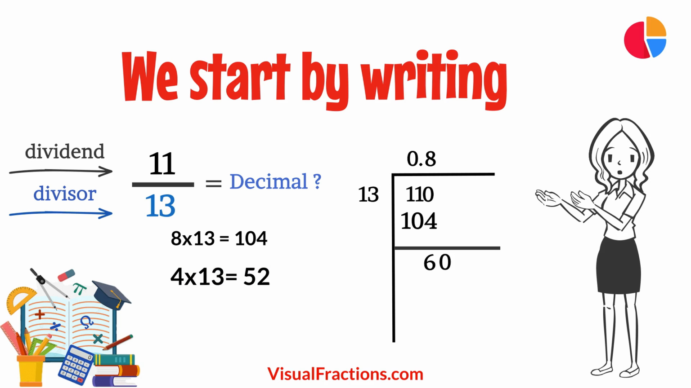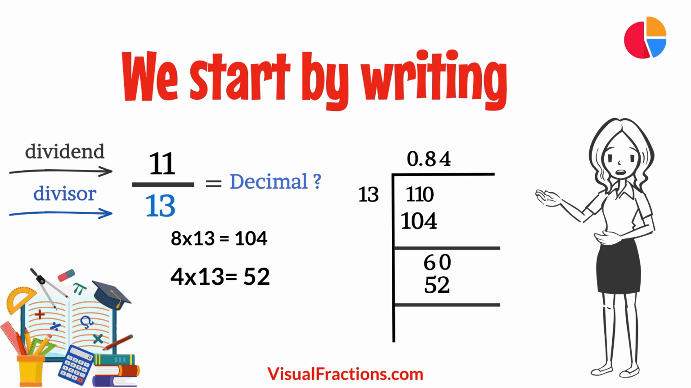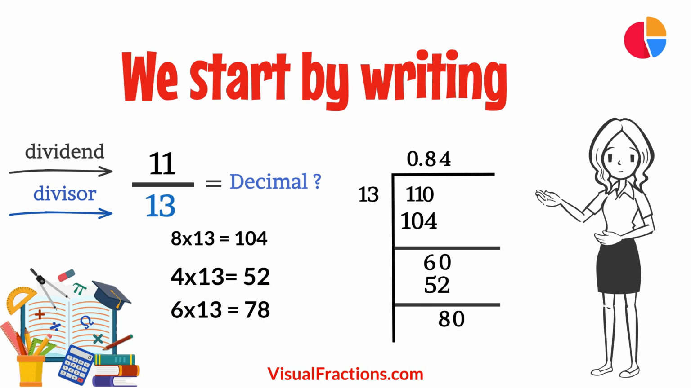13 goes into 60 4 times. We write 4 in the quotient to get 0.84, multiply 4 by 13 to get 52, and subtract this from 60 to get a remainder of 8. Adding another 0 gives us 80. 13 fits into 80 6 times. We add 6 to the quotient to get 0.846, multiply 6 by 13 to get 78, and subtract from 80 to get a remainder of 2.